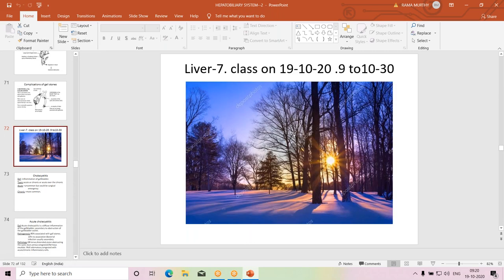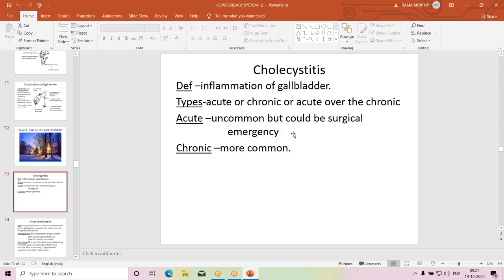So good morning, everybody. Last class I stopped somewhere in the diseases of the gallbladder. I think I have completed the etiopathogenesis and types of gallstones. So we now go to inflammation of the gallbladder, that is called cholecystitis. Cholecystitis means inflammation of gallbladder. It may be acute or chronic, or acute over the chronic.